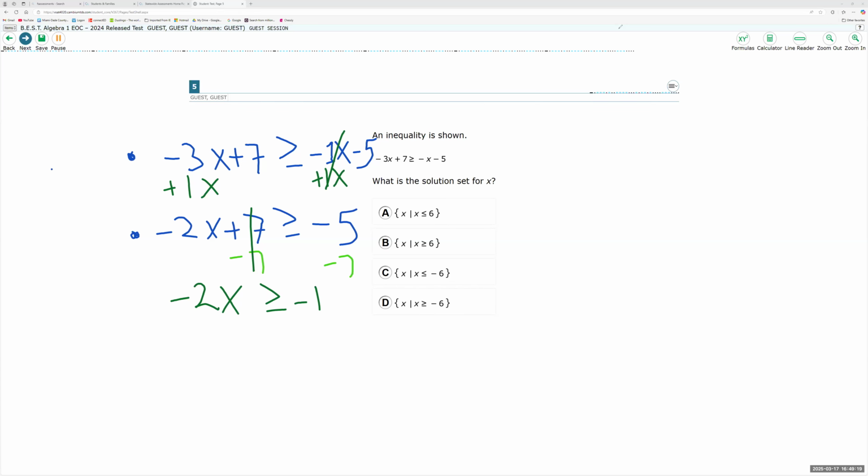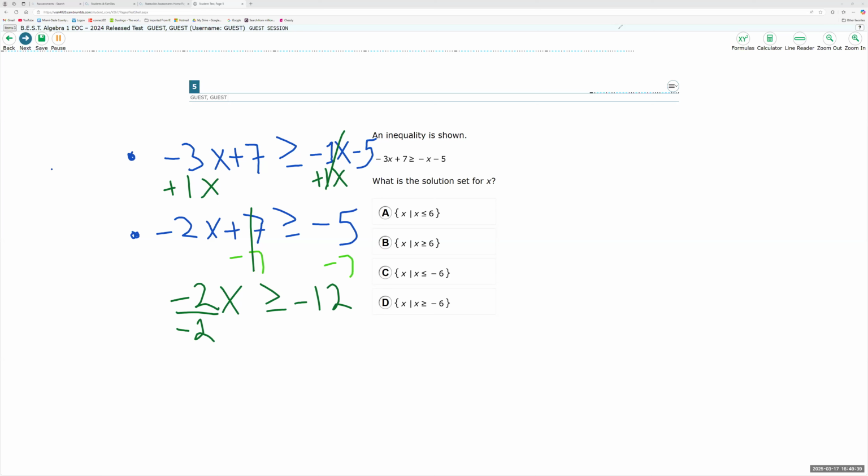If you remember the rules, the same signs you add and keep the sign. So 7 plus 5 is 12, and you keep it negative. Now we need to divide by -2. Don't forget to flip it real good. Flip it, flip it, flip it, because we're dividing by a negative in order to solve for x.